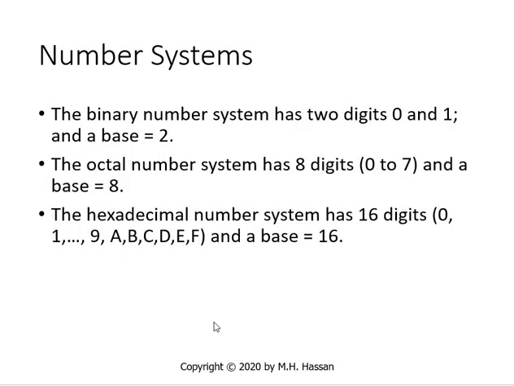Now the binary number system, as the name implies, has two digits, 0 and 1, and a base of 2. The octal number system has 8 digits, 0 to 7, and a base of 8. The hexadecimal number system has 16 digits, which are 0, 1, 2, 3, 4, 5, 6, 7, 8, 9. After the 9, we have A, B, C, D, E, and F, where A represents 10 decimal, B represents 11 decimal, C represents 12 decimal, D 13 decimal, E 14 decimal, and F 15 decimal. So the hexadecimal number system has 16 digits and a base equal to 16.